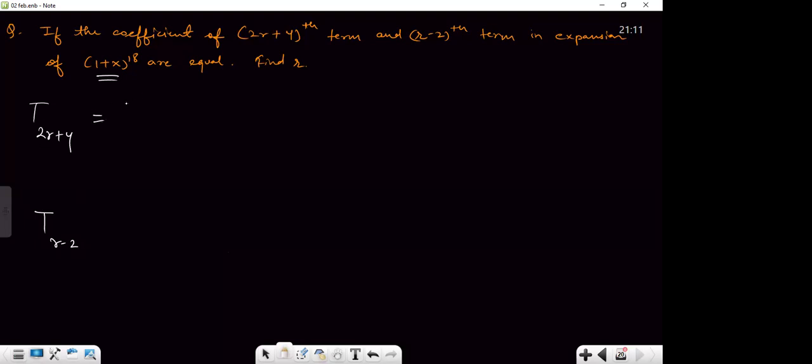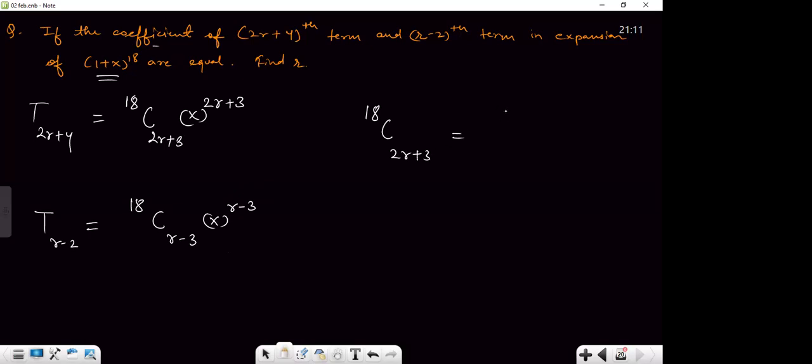So finding out 2R plus 4th term, 18C(2R plus 4 minus 1), that is 2R plus 3, into X raised to power 2R plus 3. Simple. 18C(R minus 2 minus 1), that is R minus 3, X raised to power R minus 3. Now its binomial coefficients are equal. So X will be ignored, and 18C(2R plus 3) is given as equal to 18C(R minus 3).